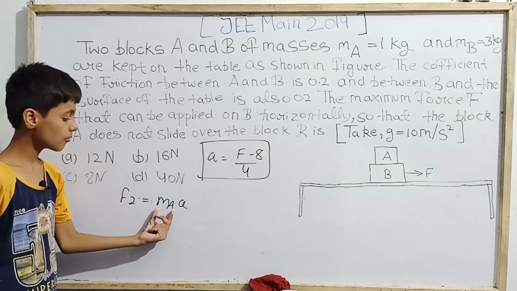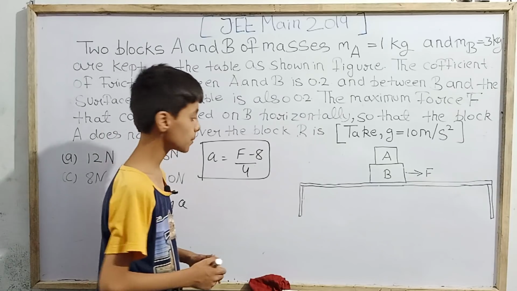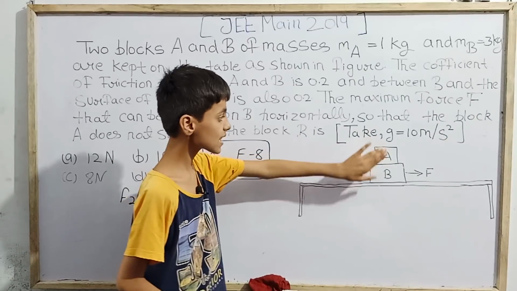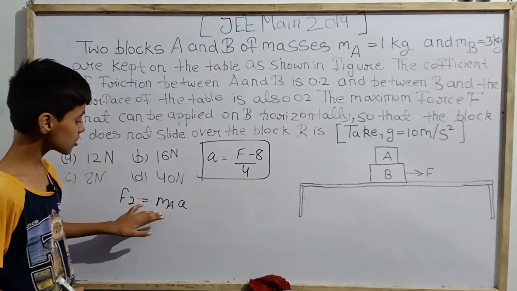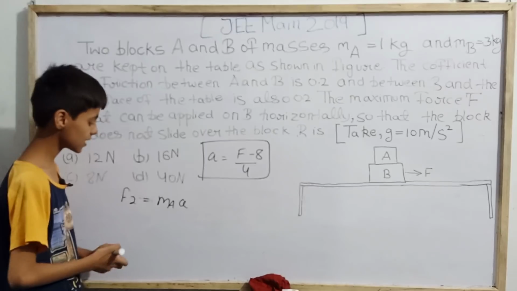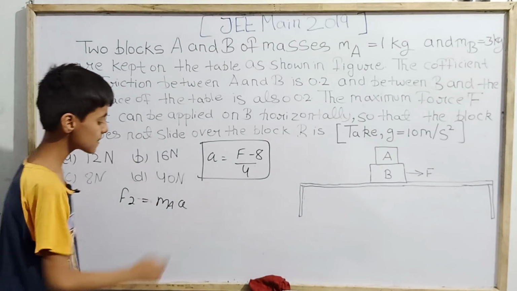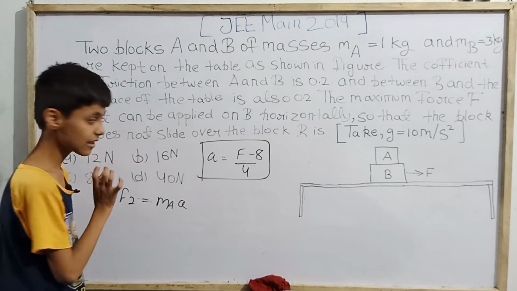So mass means only mass of A we have to put, because this frictional force is acting on A from B, on the mass A. So we have F2 equals mass A times A. Now this is any frictional force.